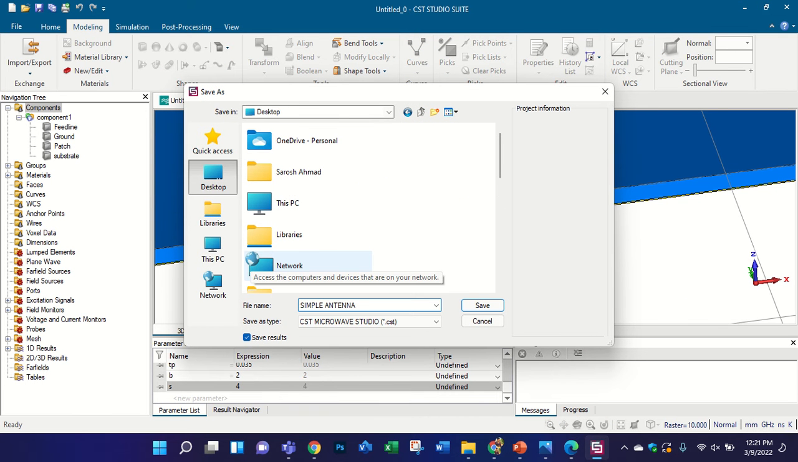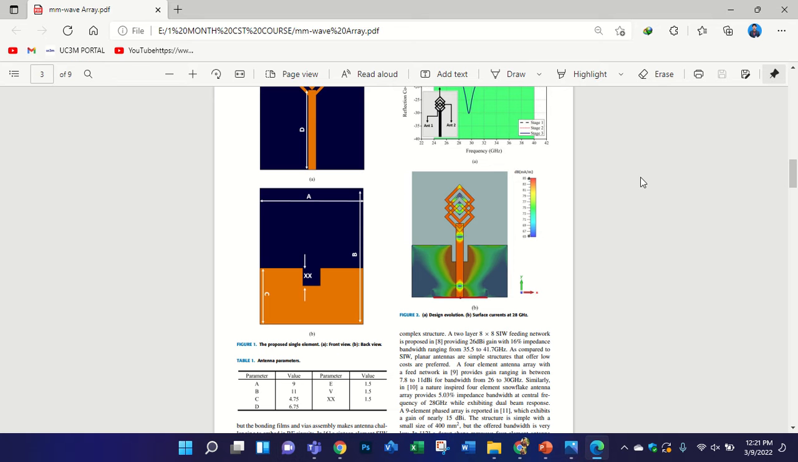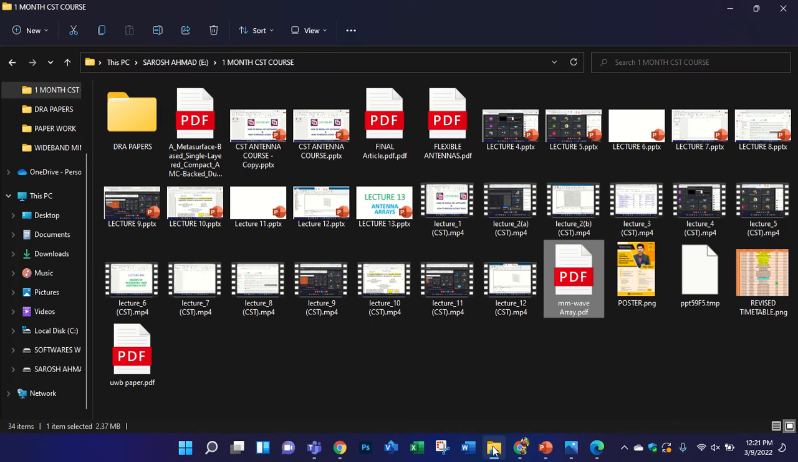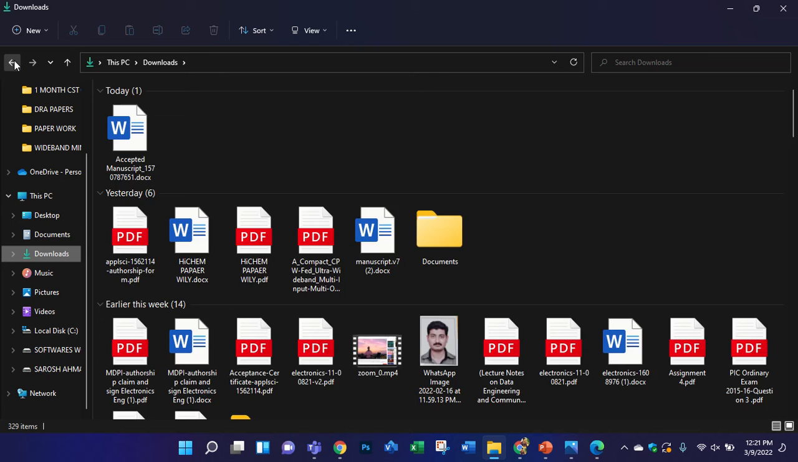And for the antenna array we need to... why did it close? I saved the file, but why did it turn off? Sometimes this happens with CST.